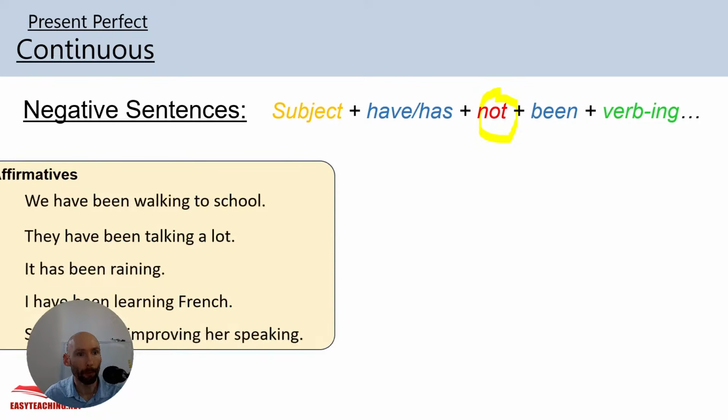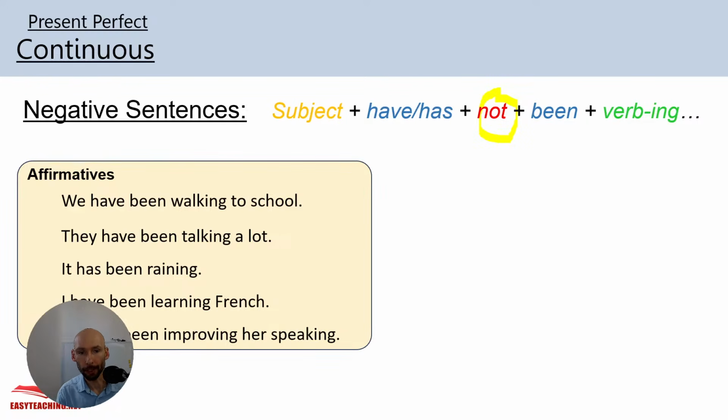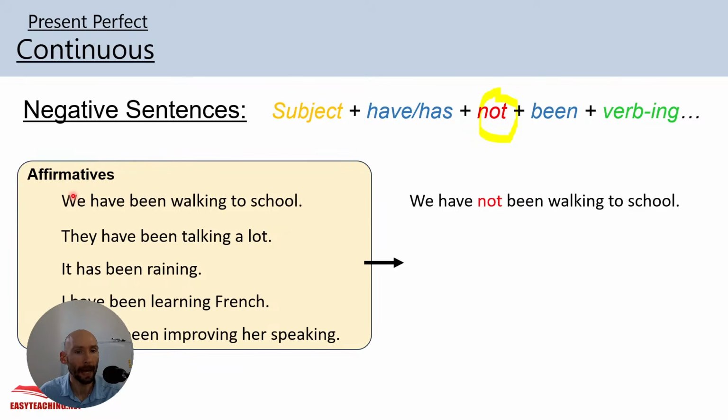Let's practice forming some negative sentences by turning our affirmative sentences into negatives. Here are our affirmative sentences. They're the ones that we were working on before. So the first one was, we have been walking to school. To turn this into a negative sentence, we're going to say, we have not been walking to school. Okay, nice and easy. So let's move on to the next one.